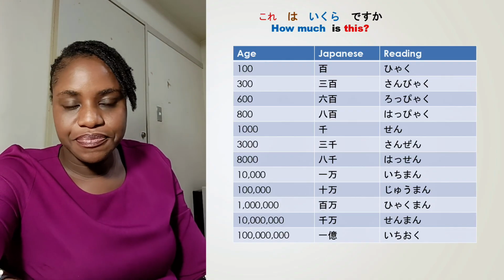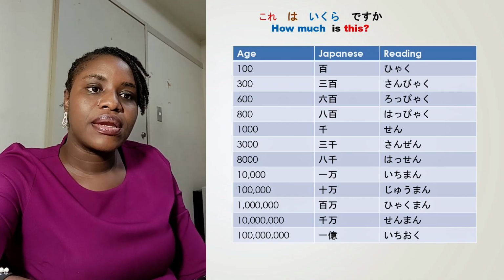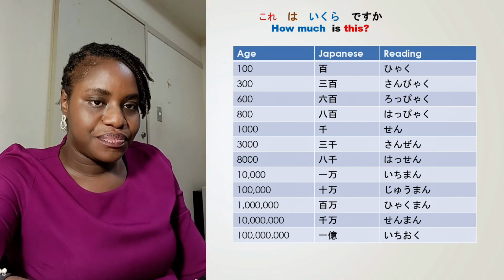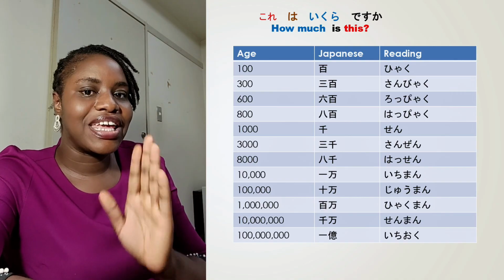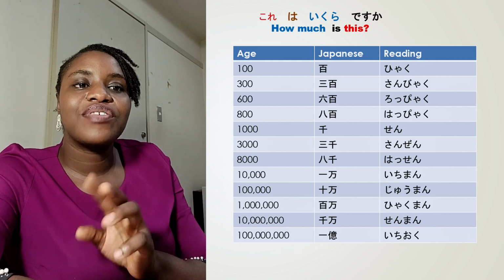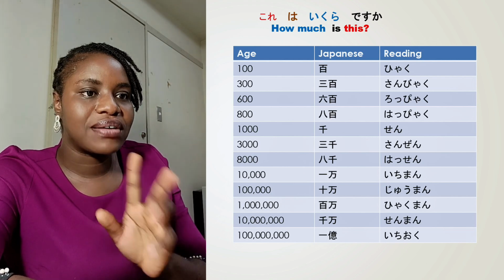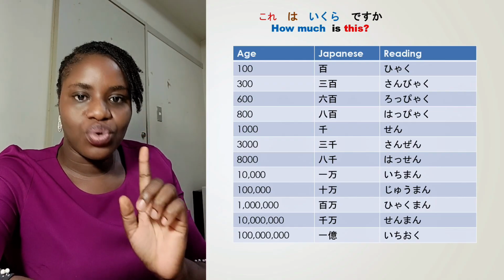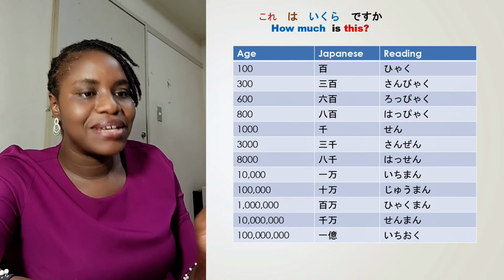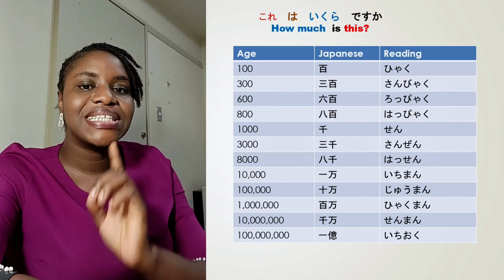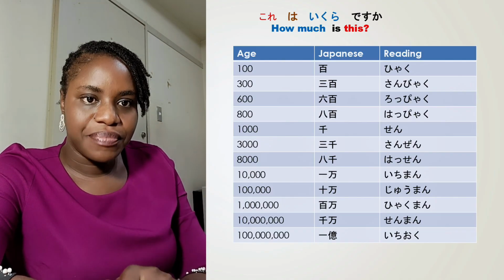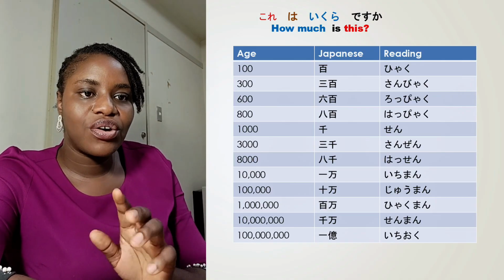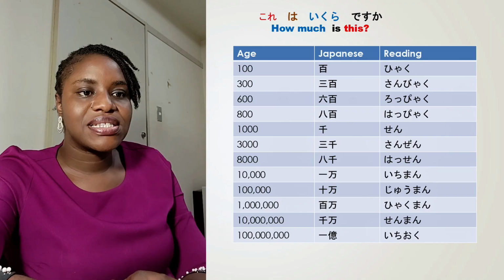For example, 100 is hyaku, and 300 is sanbyaku. Now 200 is nihyaku, just like 100, 200. But when it comes to 300, it becomes sanbyaku. When it gets to 600, it becomes roppyaku, not roku hyaku. Then we have 800, which becomes happyaku. Now 1000 is sen.